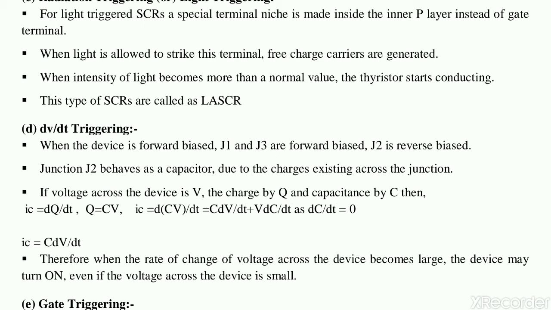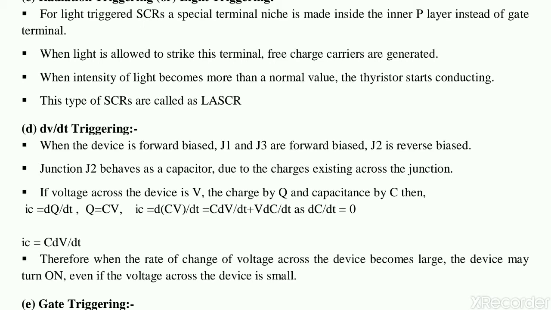It's nothing but the change of voltage across the device as a function of time. We can say, as we know, when the device is forward biased, that is, voltage across anode is positive and the cathode is negative, junctions J1 and J3 are forward biased and J2 is reverse biased. So junction J2 behaves as a capacitor due to charges existing across the junction.